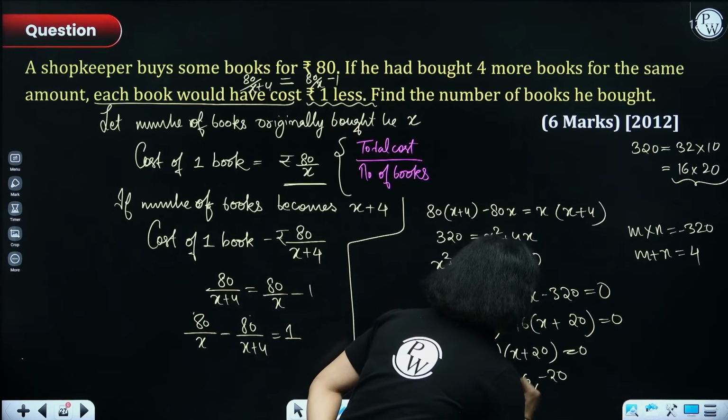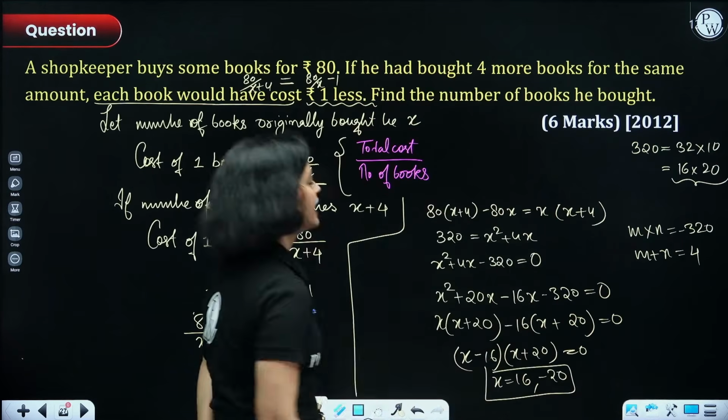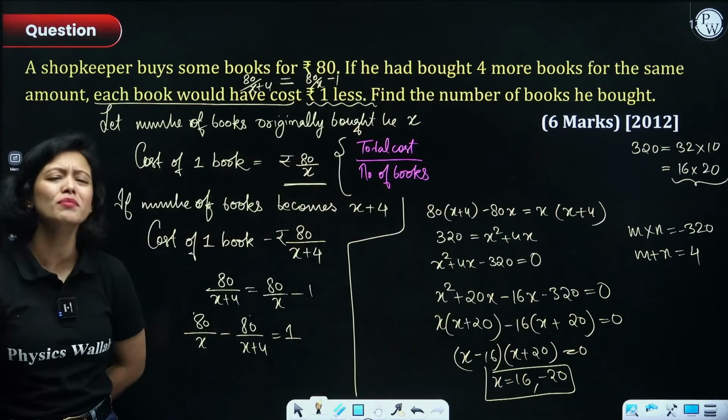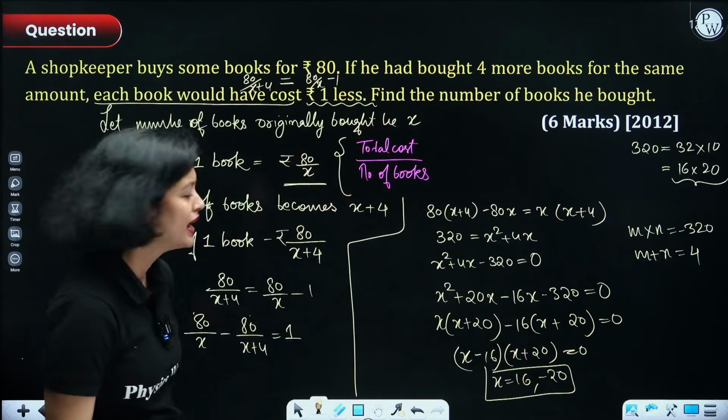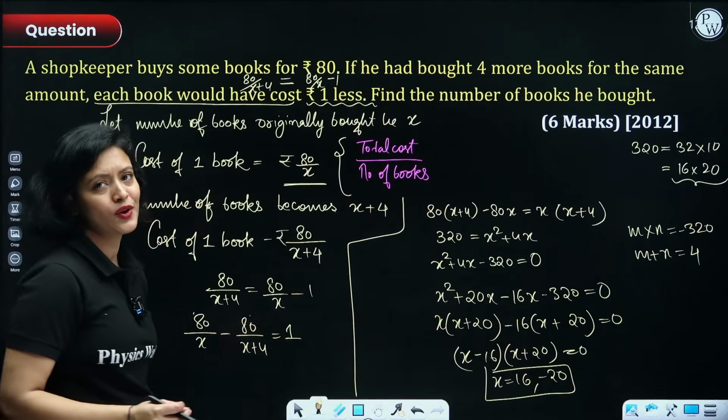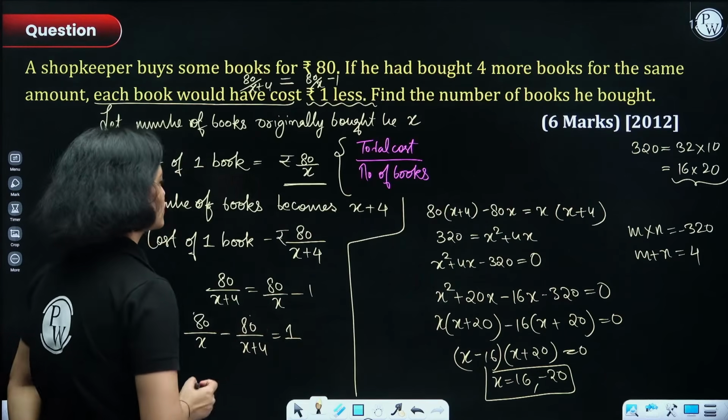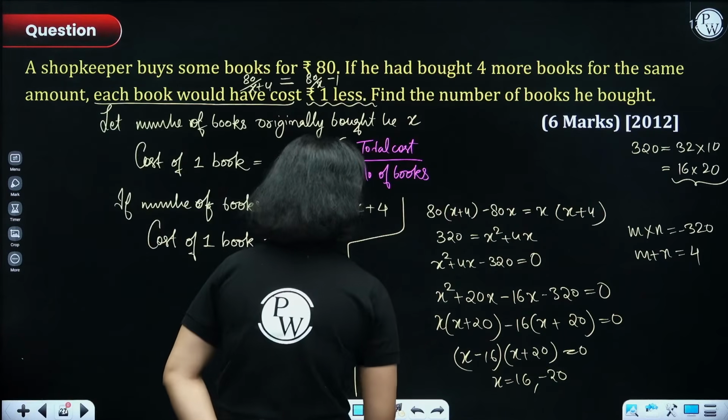Now we already know that x cannot be negative. The number of books cannot be negative, guys. That's not possible, right? So the value of x is positive. So you will write that down. Let's write this down.